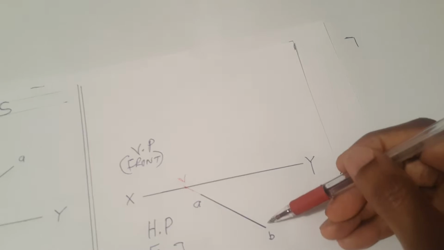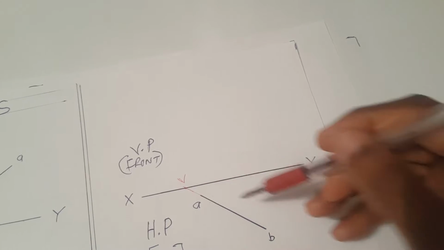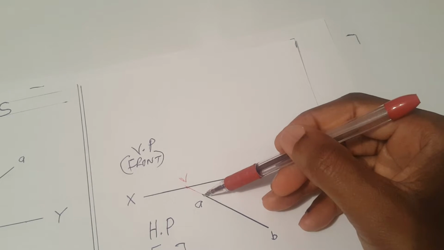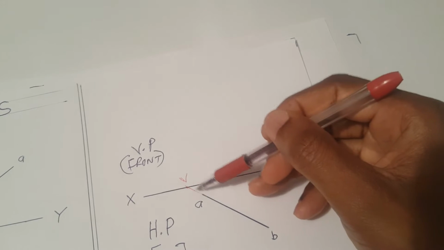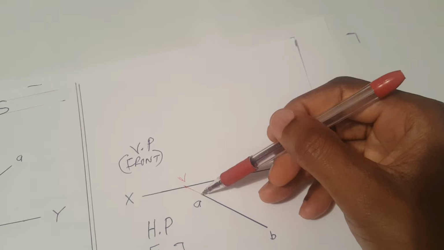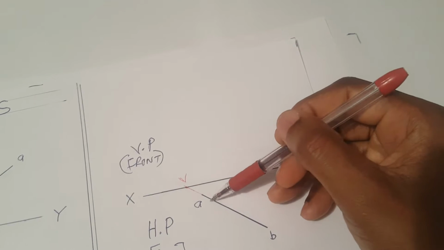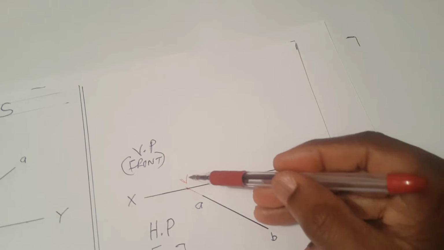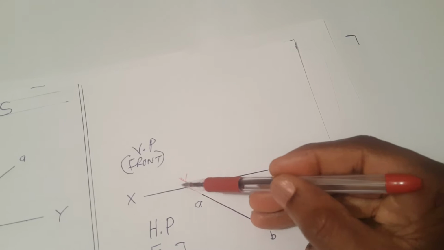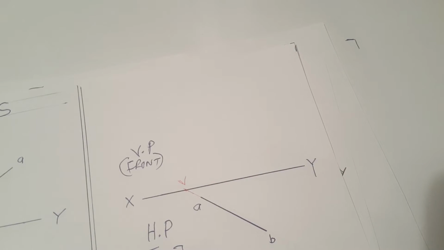Across here, in like manner, we have AB. And if we were to extend the AB line, the point where the plan cuts the XY line forms the vertical trace. Very important to note.